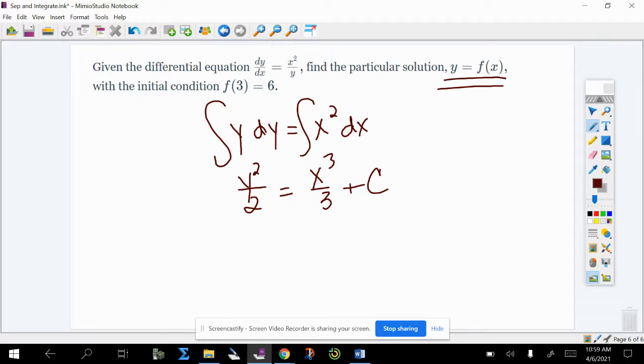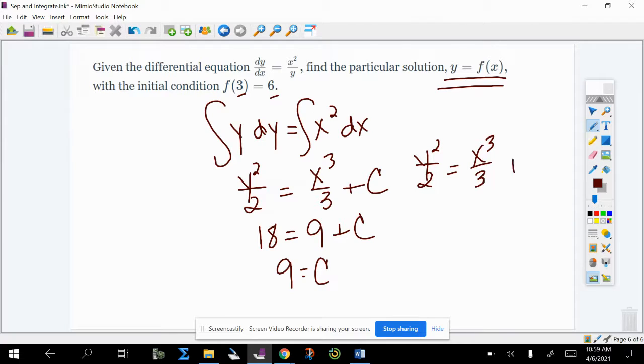So if I plug my point in, my 3 and my 6, I'm going to get 6 squared is 36 divided by 2 is 18. 3 cubed is 27 divided by 3 is 9. So subtract 9, I get c to be 9. So I have y squared over 2 equals x to the third over 3 plus 9. To get y by itself, I'm going to multiply everything by 2, which is going to give me y squared equals 2/3 x cubed plus 18.